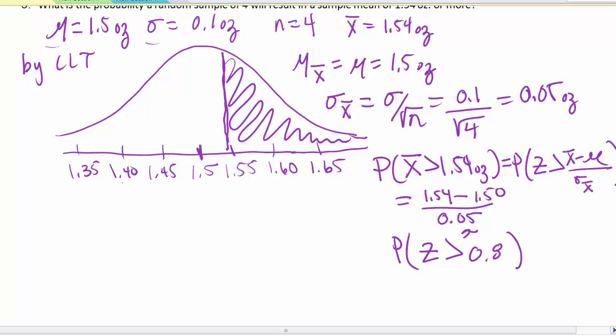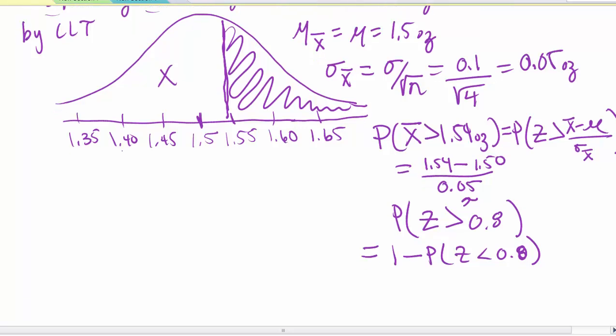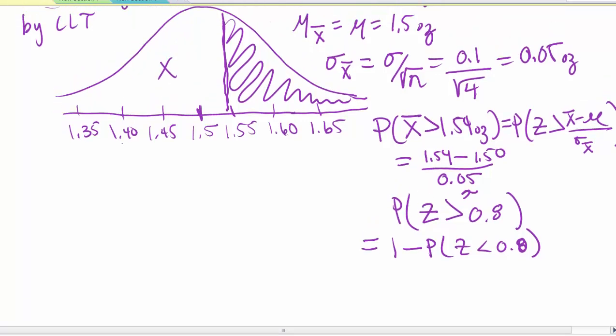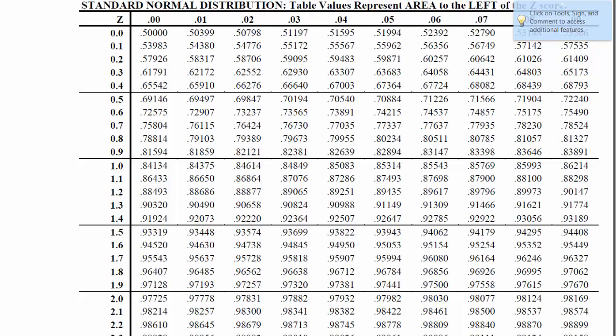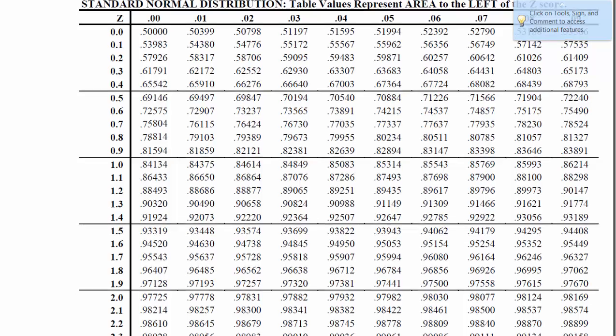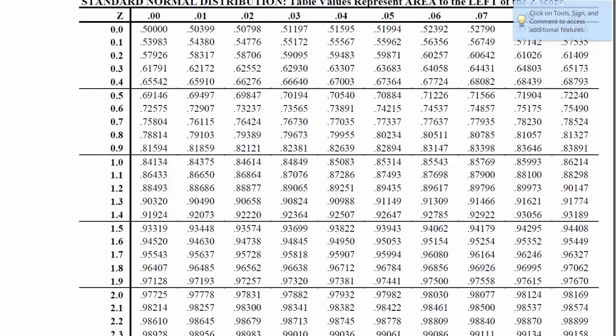And we can look this up on a table, but what we'll find again is that whenever we look up a value from the standard normal table, it'll always give us the area below the standard normal curve. So we don't want that. We want the area above, so we need to subtract whatever we find from the table from 1. So if we go over to the standard normal table, if we look up the z-score of 0.80, we find that value is 0.78814.